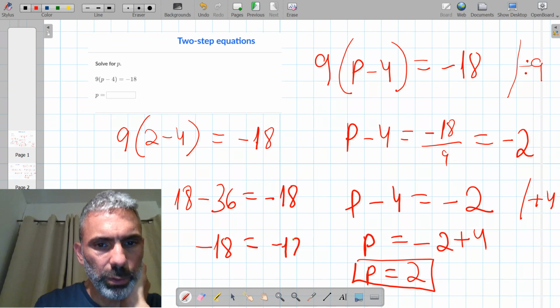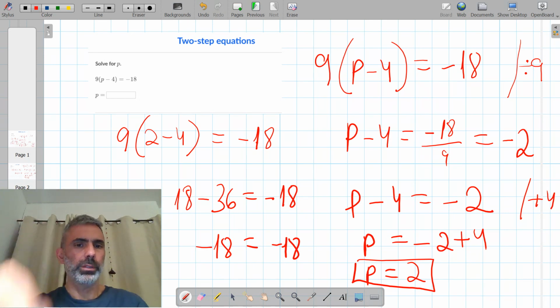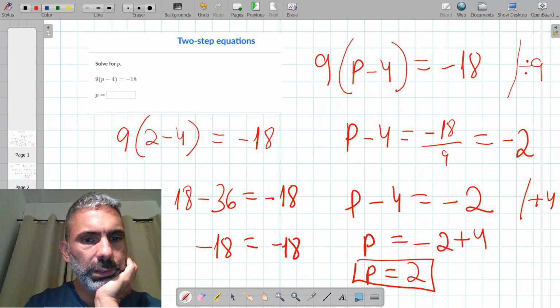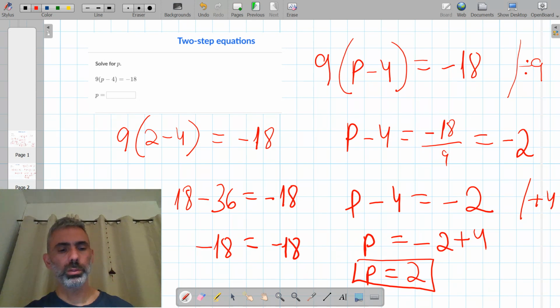Okay, so 18 minus 36 is also minus 18. So this is good, because 18 is positive and 36 is negative, so the result is the difference between the two. 36 minus 18 is 18, and the result is negative because 36 is greater. So minus 18 equals minus 18, which means that p equals 2 is the correct answer.